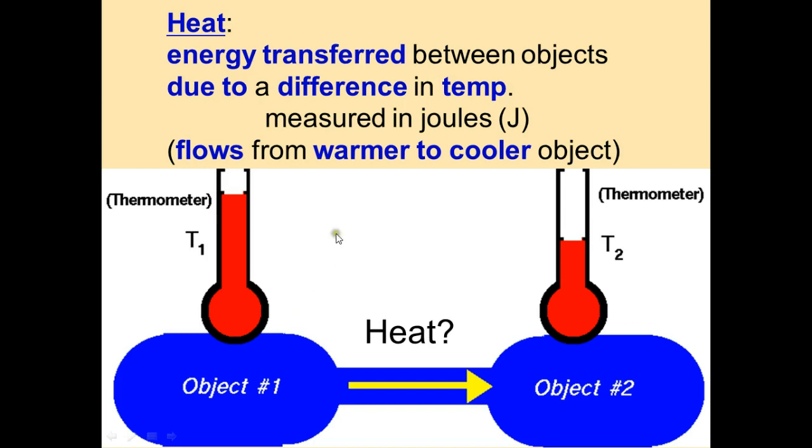If we have these two objects, this hotter object because the thermometer is higher, the heat will move to this object here because it's cooler.